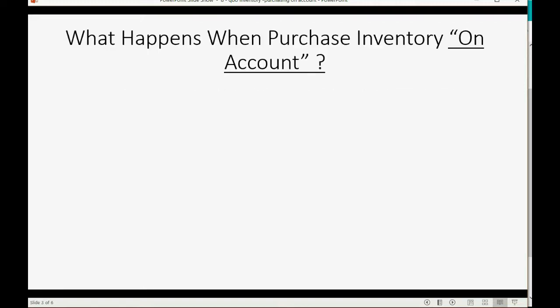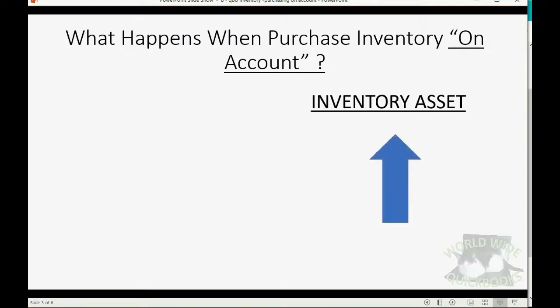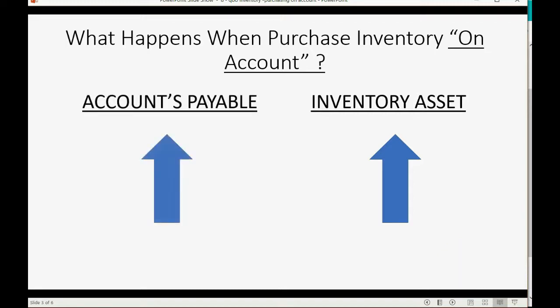So what happens when you purchase inventory on account? Well, we know the inventory asset must increase because you physically have more inventory, but instead of paying cash, accounts payable will increase. And accounts payable increases because that's the account that represents how much money you owe the vendors for merchandise that you bought and will pay for later.